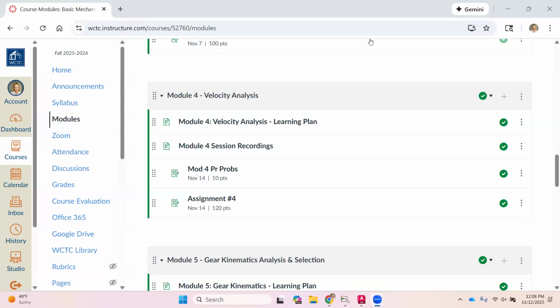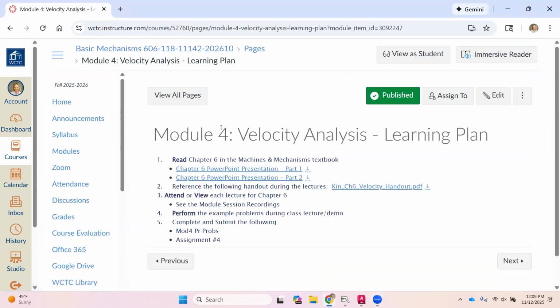Okay, so today is our second session in Module 4. The last time we were together, if we look at our learning plan, we got through the first part of our PowerPoint presentation. So today we're going to continue on. We're actually going to revisit our handout first, and then we're going to be finishing up the second PowerPoint presentation that we have here.